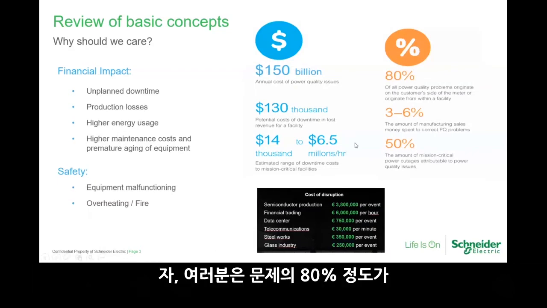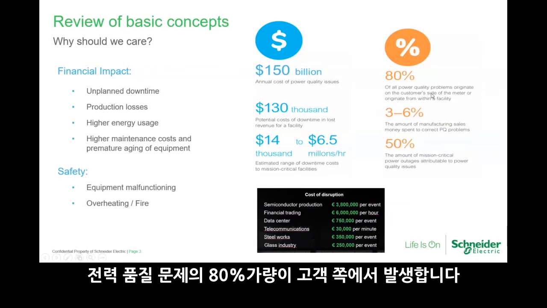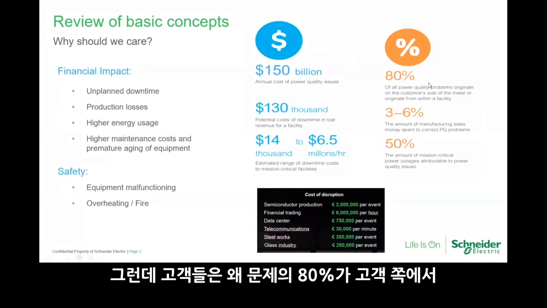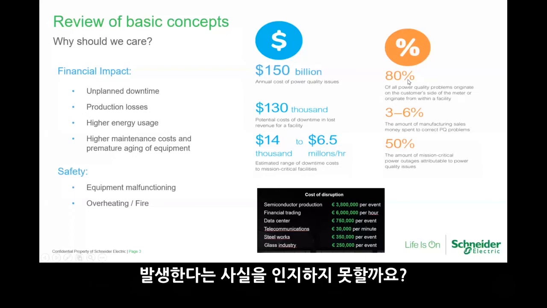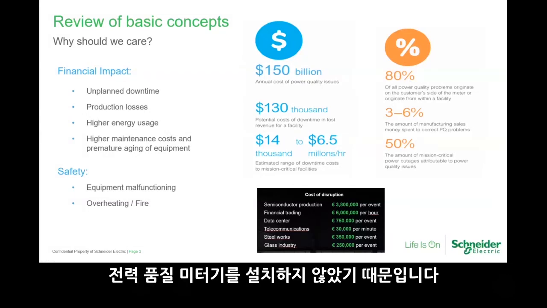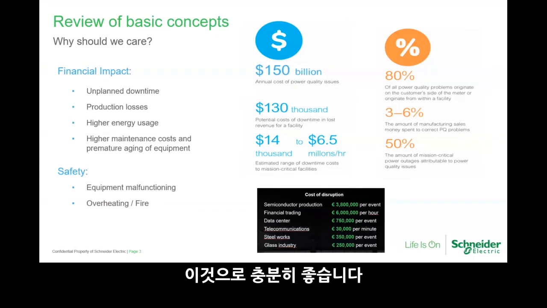Now, do you know that 80% of the problems originate from the customer side instead of from the utility? This is what the study found, that 80% of power quality issues come from the customer side. Now why do they not know that this 80% is coming from them? Very simple reason. A lot of them do not have power quality meters. They have power meters, which is good enough. Sometimes they have energy meters, which capture the energy consumption, but they do not have power quality meters. This is the key thing.